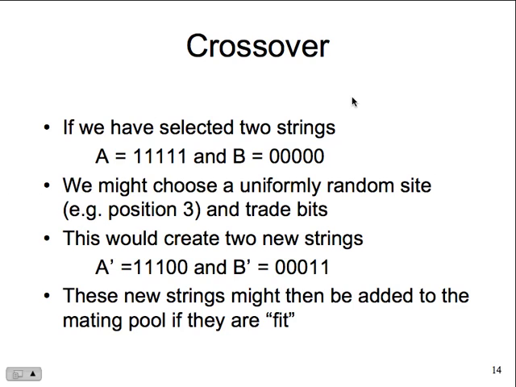So this would create 2 new bit streams here, where if we took the 3rd position and we crossed everything over here, what do we get? Well, we got the last 2 that changed. So these guys here, if we kept the first 3, and at position 3 we crossed it over, the 1s turned to 0s, the 0s turned to 1s on our cross. So now we have 2 new strings that are completely different, crossed on the 3rd position. So the new strings might then be added to the mating pool if they are fit.